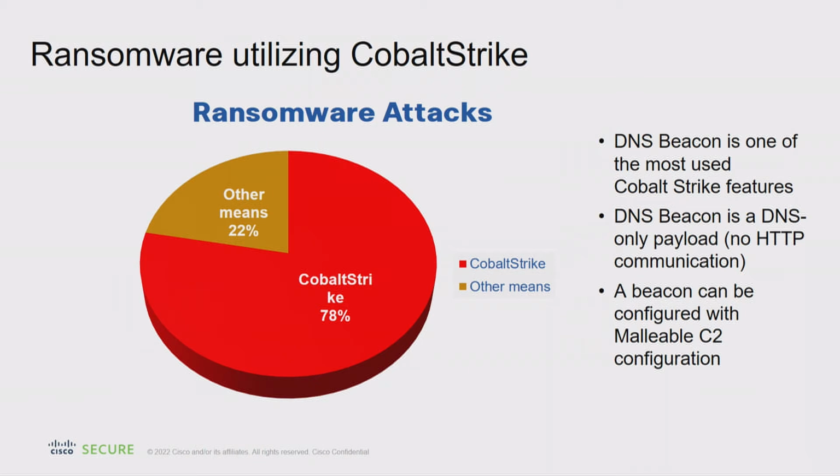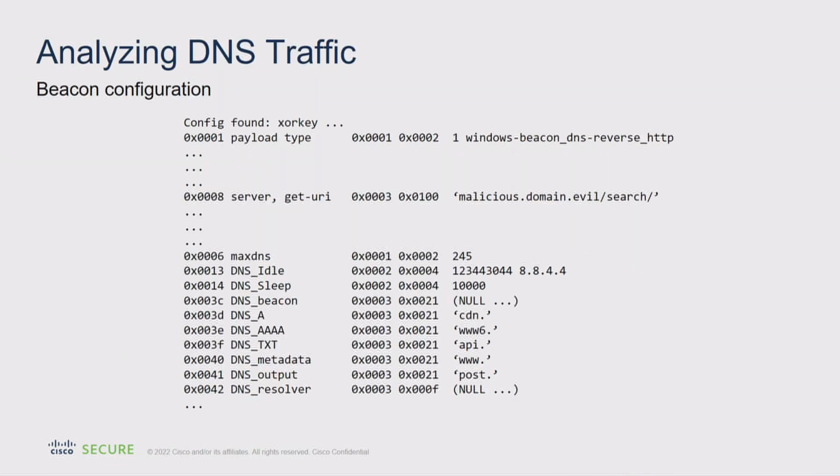So when you see the one that actually made it, you know what kind of encoding or malleable C2 configuration you need to use to carry out the rest of your malicious activity.